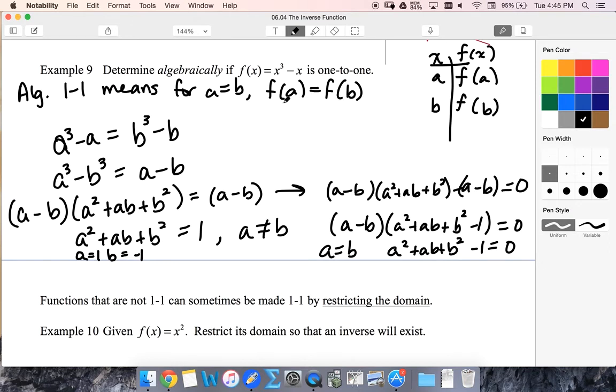So really what we're saying is that f of 1 would be equal to f of -1. So I have two of the same y values for different x values. So it is not one-to-one.